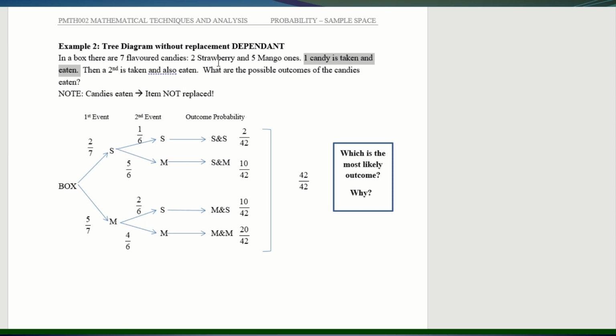All right, so strawberry and mango. So SM, just write the initials, it is fine. So 2 out of 7 is strawberry because 2 out of 7 candies. 5 out of 7 is mango. Now 1 is taken and eaten. So whatever probabilities that you have in the next pick must be out of 6 because it is 1 less. All right. So now this is also simple logic here.